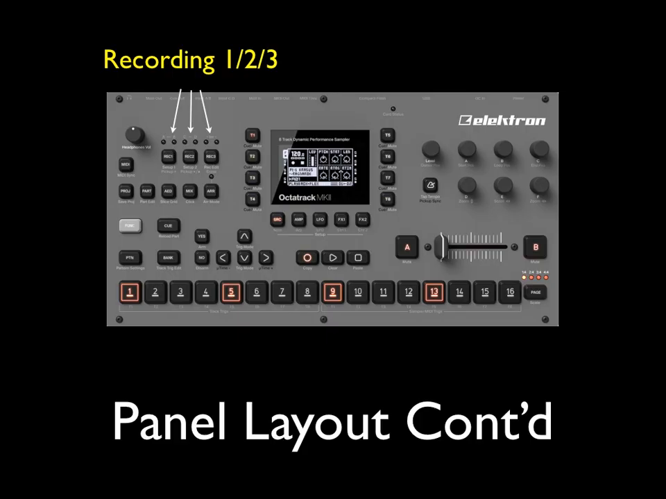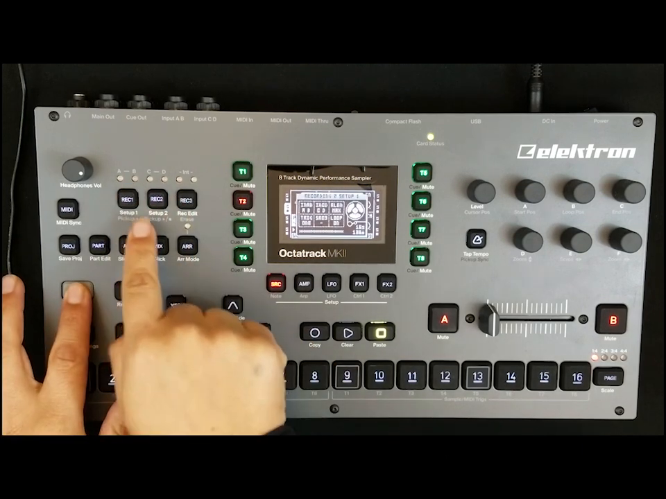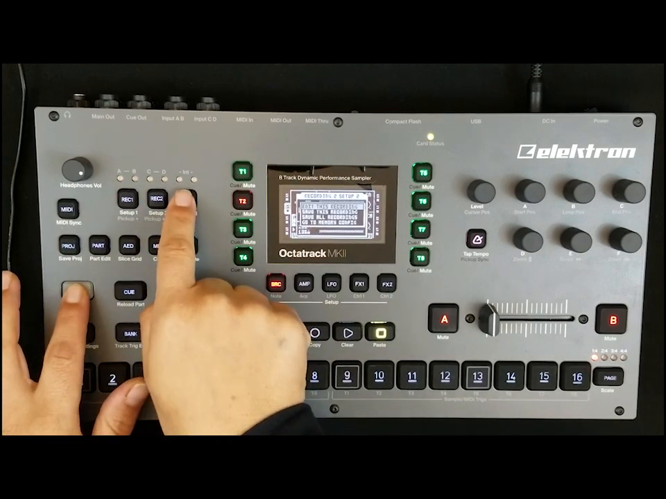Here are the recording buttons 1, 2, and 3. Recording buttons 1 and 2 are used for real-time recordings of external inputs, whereas recording button 3 is used for real-time recordings of internal sources. You have to press function plus any one of the 3 recording buttons to pull up a menu.